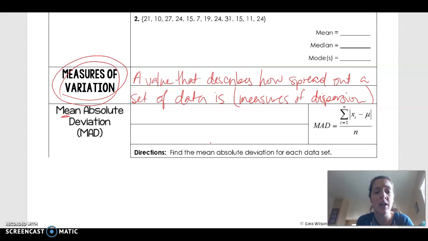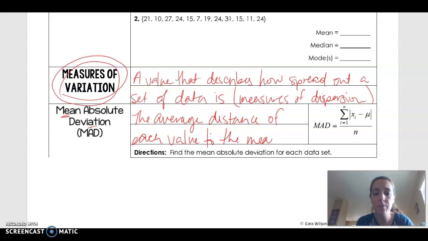Same idea here, but deviation tells me if I deviate from something, I go kind of away from the plan or away from the path. So let's put those together. So this is the average distance of each value to the mean. So this mean absolute deviation tells me how far away each value is from the mean.